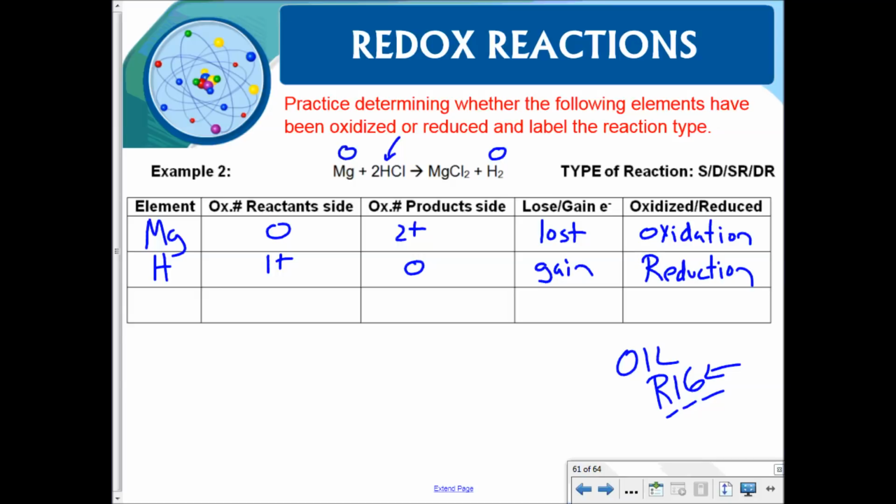And then let's look at the chloride. It's -1 on that side. It's still -1 on that side. It did neither. It wasn't oxidized or reduced. It was the magnesium and the hydrogen that were trading electrons, or one was gaining and one was losing.